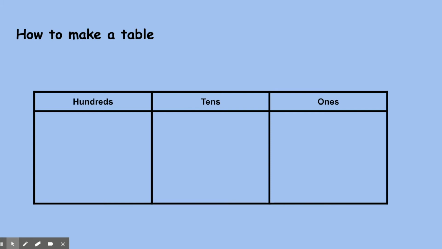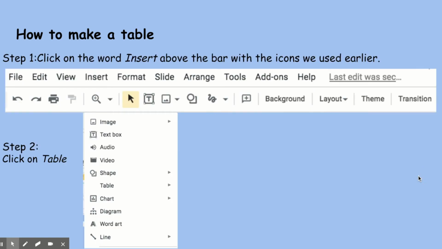All right, friends, the next thing we're going to learn is how to make a table. Sometimes when you're organizing or showing your work in math, you will have to draw a table such as this one, right? A base 10 table, hundreds, tens, and ones. I'm going to teach you how to make a table in Google Slides. The first thing we're going to do is we're going to look back at the top where we used the little icons earlier, but there actually are some words at the top of the screen that say File, Edit, View. We're going to find the word Insert at the top and click on that word.